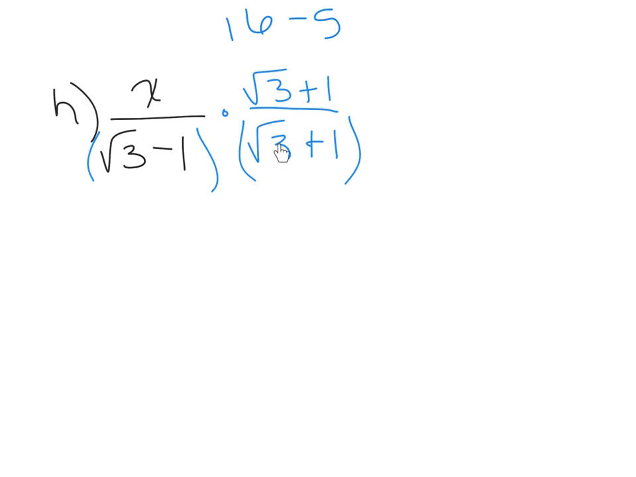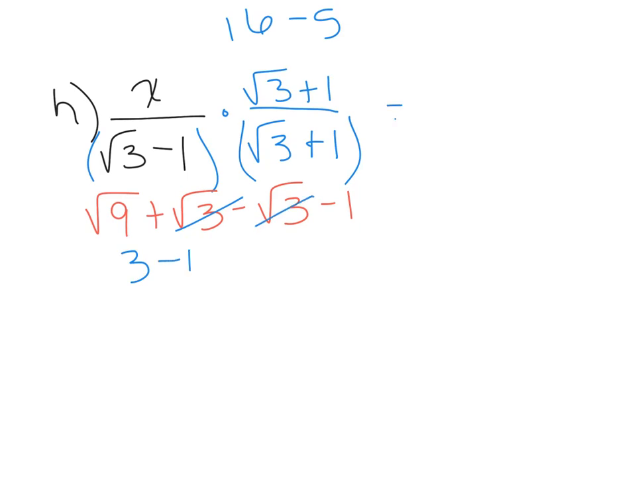So first, square root of 3 times the square root of 3 makes the square root of 9. The square root of 3 times 1 is the square root of 3. Then negative 1 times the square root of 3 is negative square root of 3. Then negative 1 times positive 1 is negative 1. And then we simplify. Square root of 9 is 3. These two middle terms cancel each other. So we have 3 minus 1, which is 2. So this denominator turns into 2.